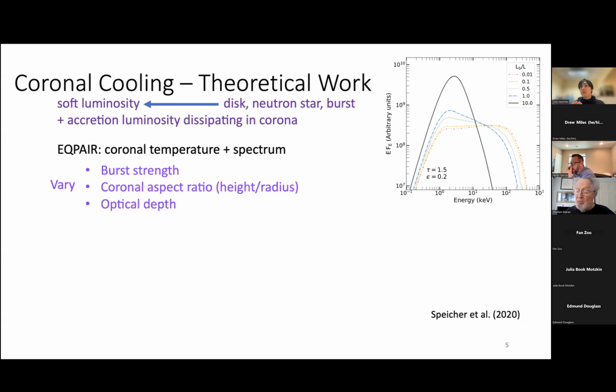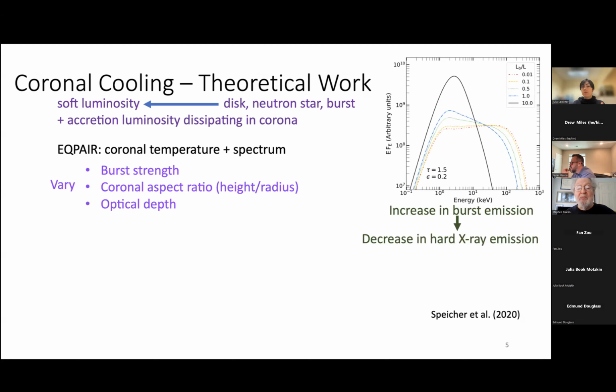For these coronal spectra, the burst luminosity has been varied. And from this figure, you can see that as the burst gets stronger, there will be more coronal cooling, which leads to a greater decrease in the hard X-ray emission.